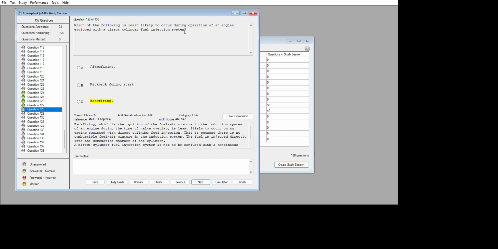Which of the following is least likely to occur during operation of an engine equipped with a direct cylinder fuel injection system? Backfiring.